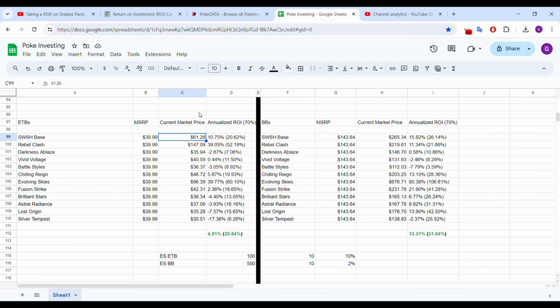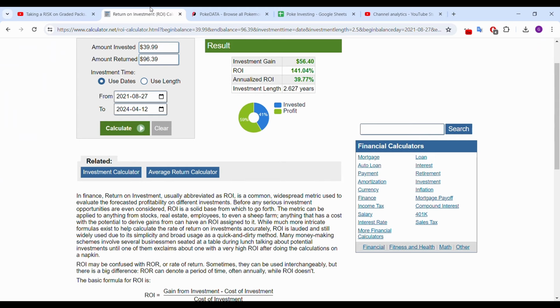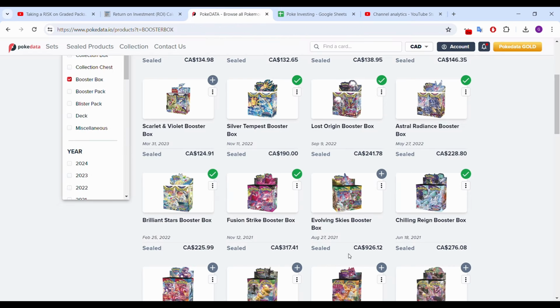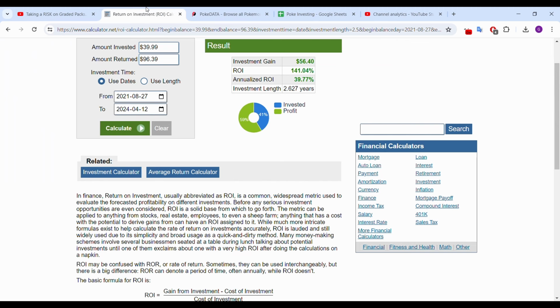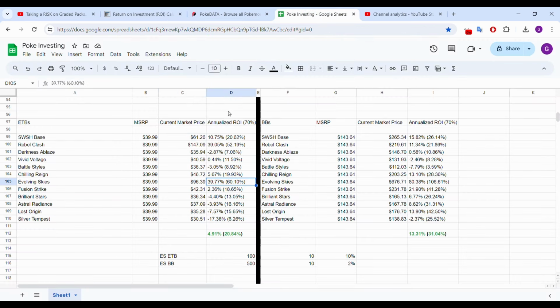And then we looked at the annualized ROI. So how I did this, I'll give you an example. Say Evolving Skies came out August 27th, 2021, which it did. I would come in here to this calculator. I'd put in the MSRP $39.99. I'd put in the current market price of $96.39 for an elite trainer box. I'd start August 27th, 2021, and I put the current date, April 12th, 2024, calculated it, and we'd get our annualized return of 39.77%. And then that would go into our calculation here. Now you're going to see in brackets, there's different numbers. We're going to get to that in a minute.